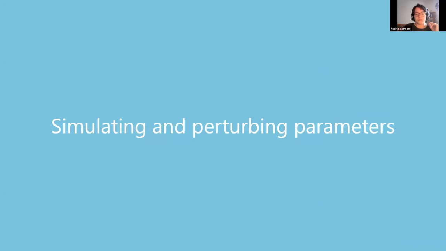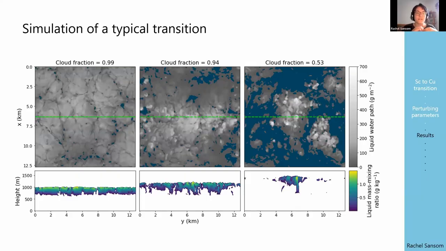So I'll take you through the PPE design. First I started by just simulating a typical transition. This is showing two different measures of the liquid water through the cloud. The top row of this figure is showing a top down view. And then the second row is showing a cross section at that green dotted line.